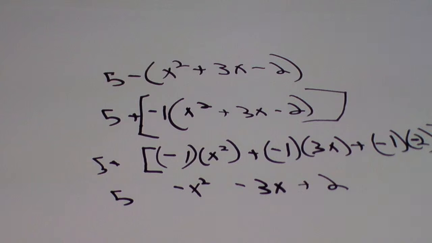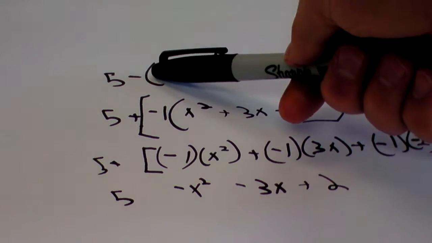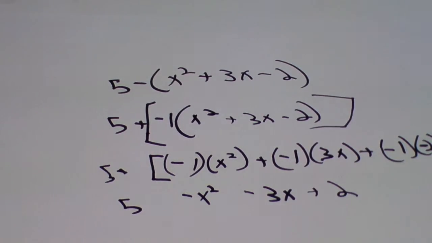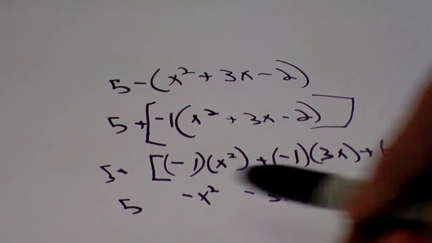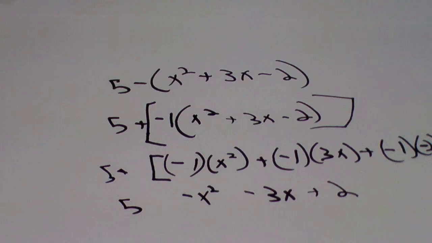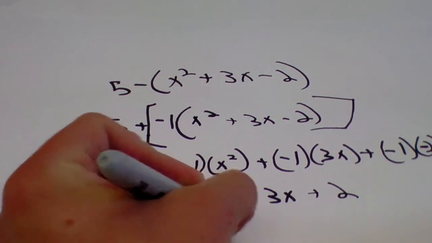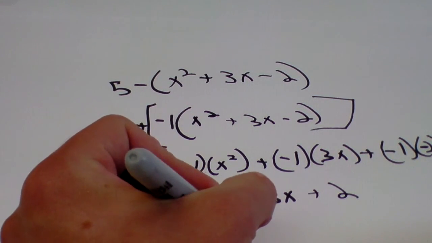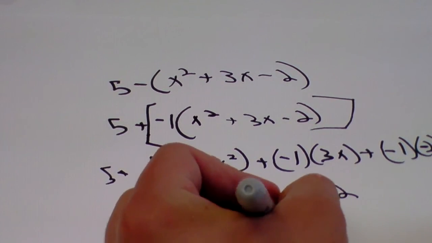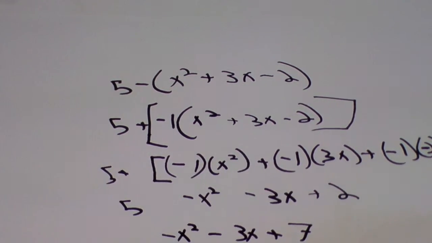And it's just the same as the distributive property, you're just the number outside of the parentheses is something that can be rewritten as negative 1, right? And then we can add these together and get negative x squared minus 3x plus 7 if we just add these 5 and 2 together.